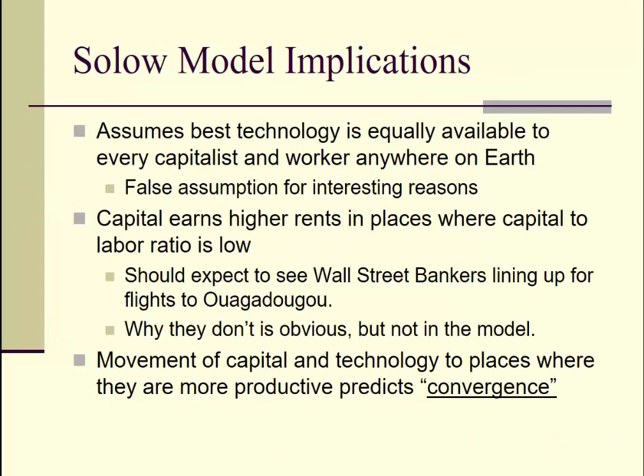Now, the Solow model had several implications. One of them was that these factors of production, technology and capital and labor, would move to where they were most useful. It assumes that technology instantly moves, that there's nothing holding it back from moving around. It assumes that the best technology is equally available to every capitalist and worker anywhere on Earth. Now, that's a false assumption.